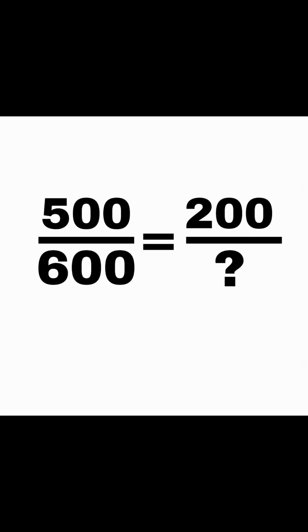Now it's your turn. If you are given a gas which has an initial pressure of 500 and an initial temperature of 600, what is the final temperature if the final pressure is 200? You have 10 seconds.